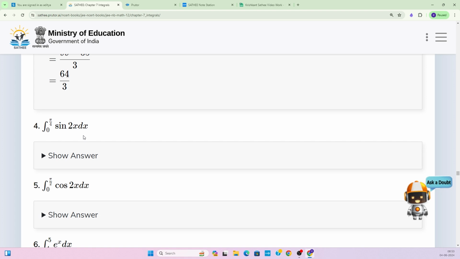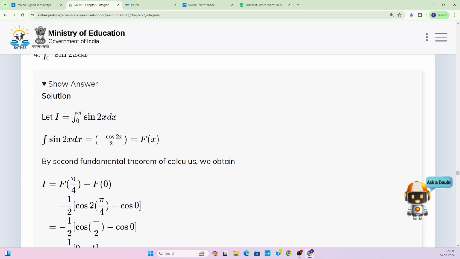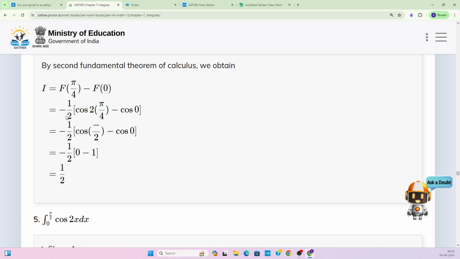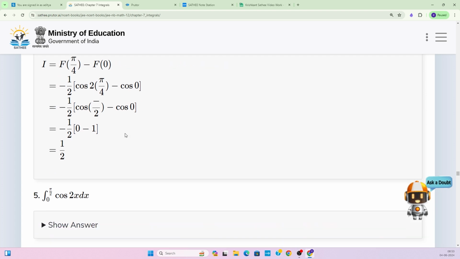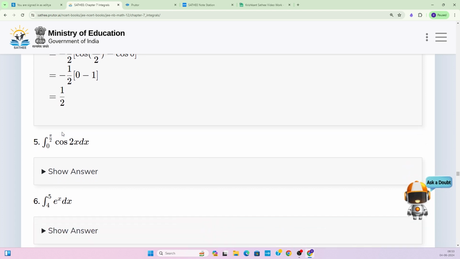Now the fourth problem says definite integral from 0 to pi by 4 of sine 2x dx. First of all, find the indefinite integral. Integral of sine 2x dx will be minus cos 2x by 2. This will be your capital F(x). Now using the second fundamental theorem, you will get capital F of pi by 4 minus F of 0. This means minus half of cos 2 times pi by 4 minus cos 0. This means cos pi by 2 minus cos 0. Cos pi by 2 is 0, cos 0 is 1, so 0 minus 1. So you will get 1 by 2 as your answer.